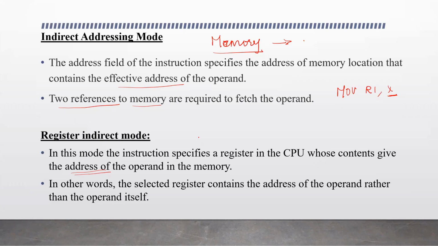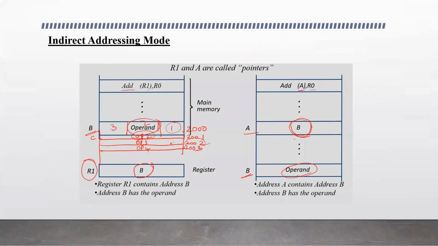The first reference to memory is to locate the effective address, and the next reference is to locate the operand at that address. When the effective address is stored in a register, we call it register indirect mode. And when the effective address is stored in a memory location, we call it memory indirect mode. We have seen the examples here.